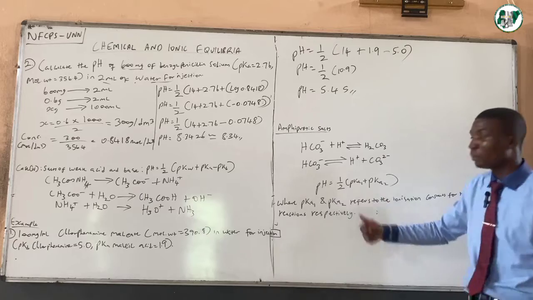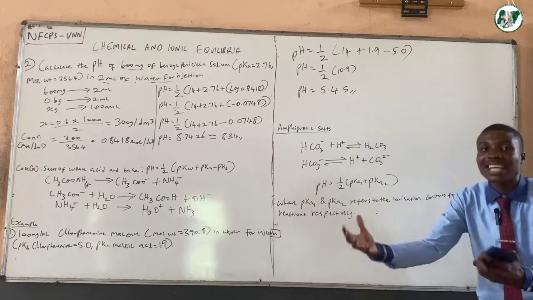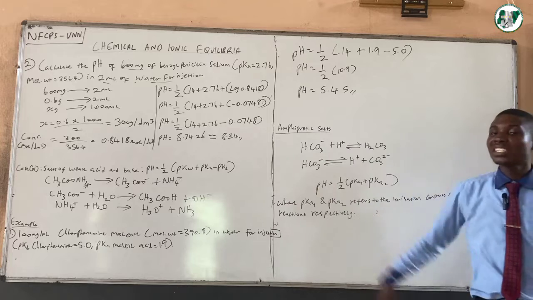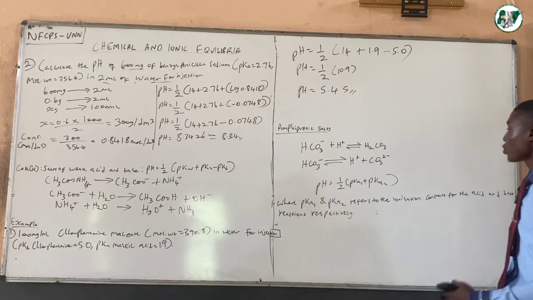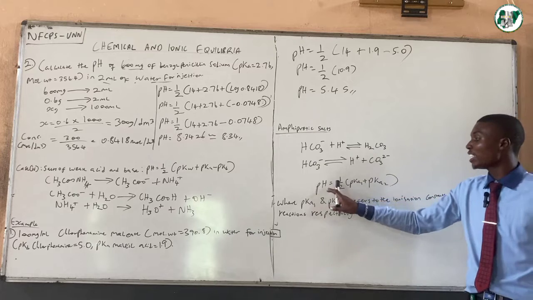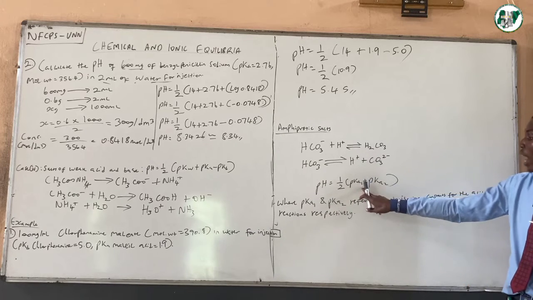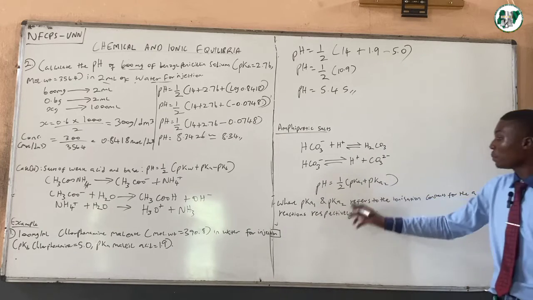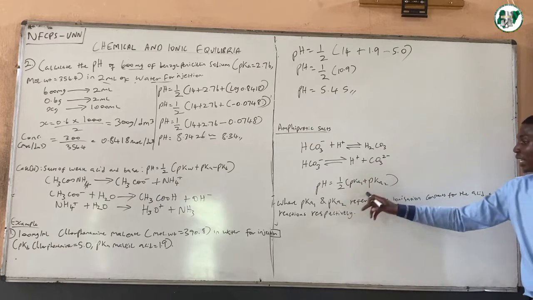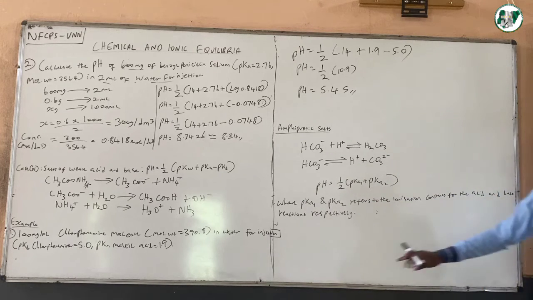So here it is donating a proton, acting as an acid, while here it is accepting a proton, acting as a base. So it has both acidic and basic properties. So it's an amphiprotic salt. To calculate the pH of an amphiprotic salt, you simply do pH equals 1/2 (pKa1 + pKa2). What is pKa1? pKa1 is the ionization constant for the acid, while pKa2 is the ionization constant of the base reaction.